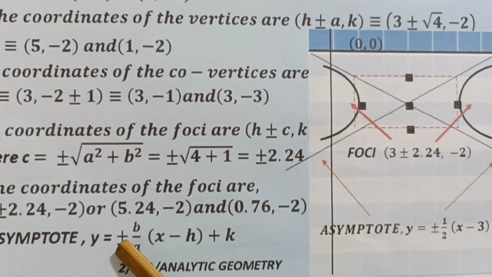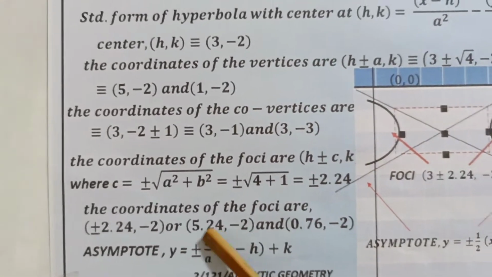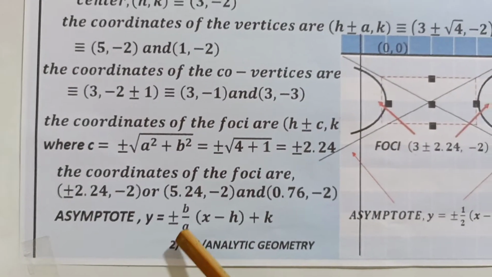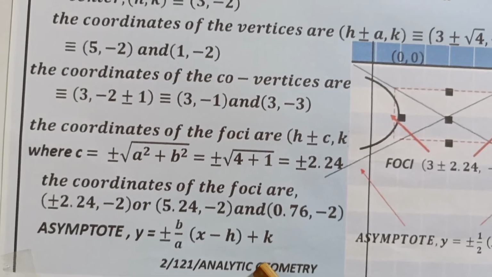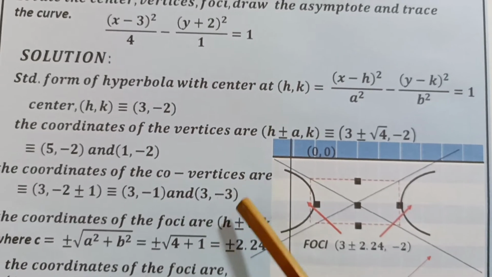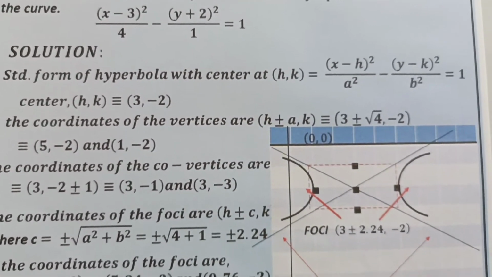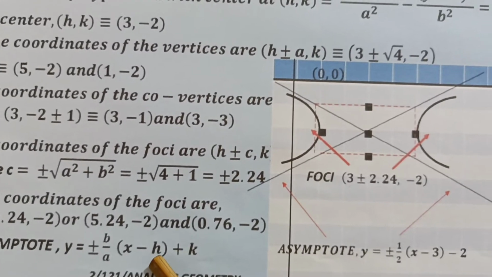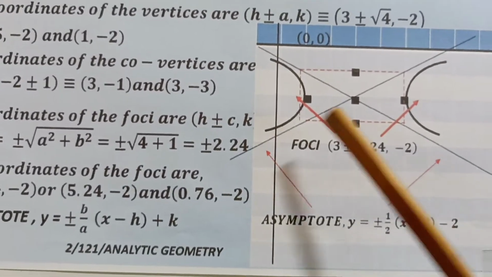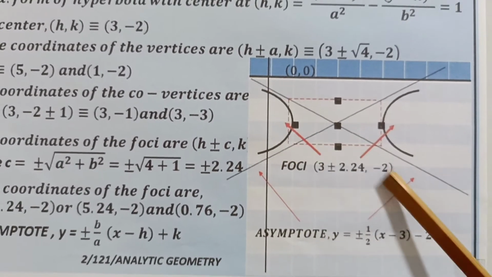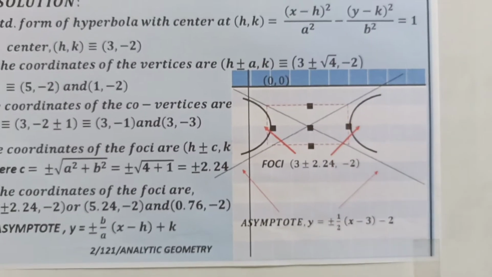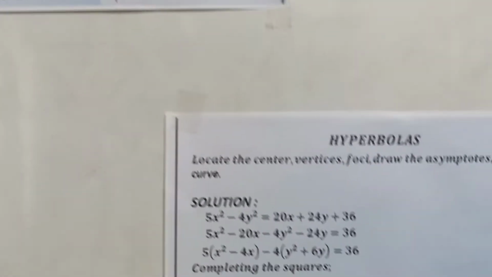The asymptotes are y is equal to plus or minus b over a, the slope of the line, times x minus h, plus k, no? Where b is equal to 1 and a is equal to 2, I mean, no? Plus or minus 1 half, x minus 3, the value of h is 3 here, and minus 2. So the asymptotes are the two lines here connecting the opposite points on the rectangle.